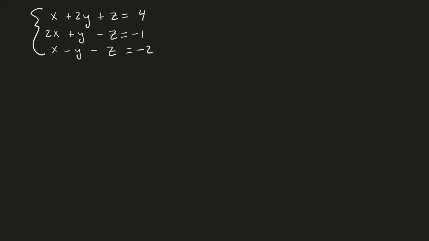The system we're going to focus on in this video is x plus 2y plus z is 4, 2x plus y minus z is -1, x minus y minus z is -2. And we're going to solve this by elimination. So to keep track of everything, I'm going to label the 3 equations as R1 to be like a row, the first row equation, the second row equation for R2, and R3.